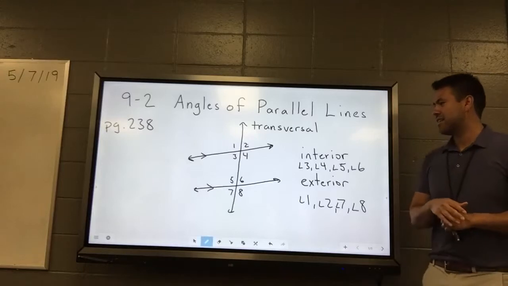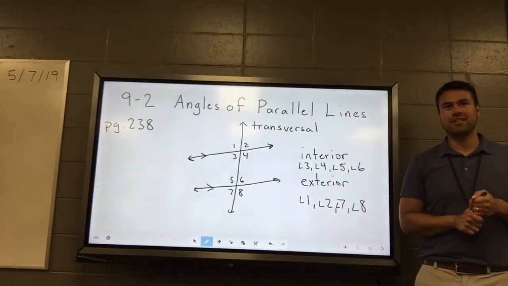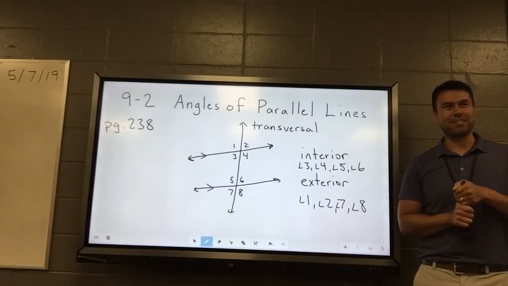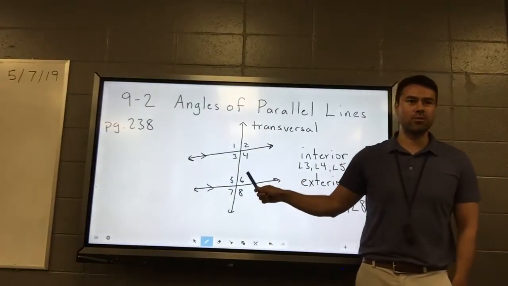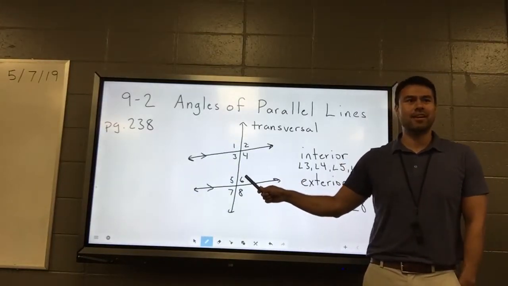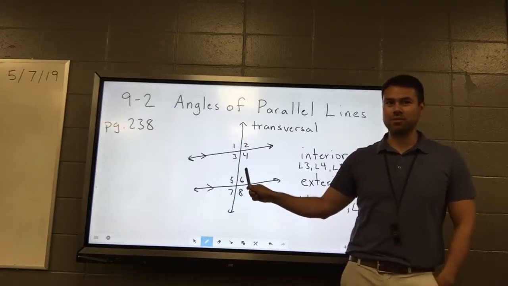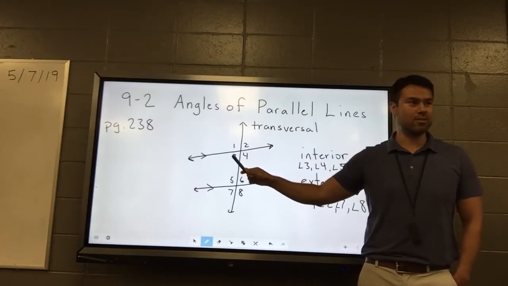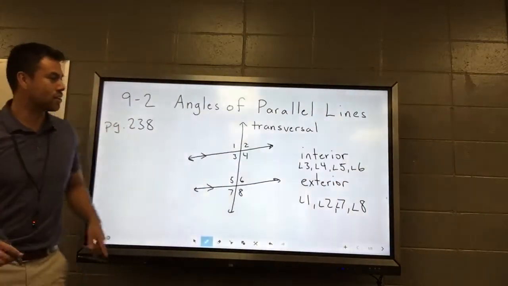Jack, which angle is equal to angle 6? Angle 2. That's correct. Angle 6 and angle 2 are equal. Which other ones are equal to angle 6? Angle 7 is equal to angle 6. Which other one is equal to angle 6? Angle 3 is also equal to angle 6. Okay, good review. I think you guys are getting it.